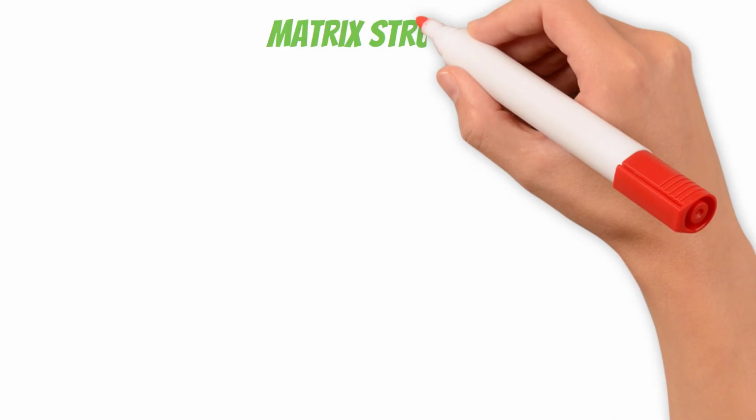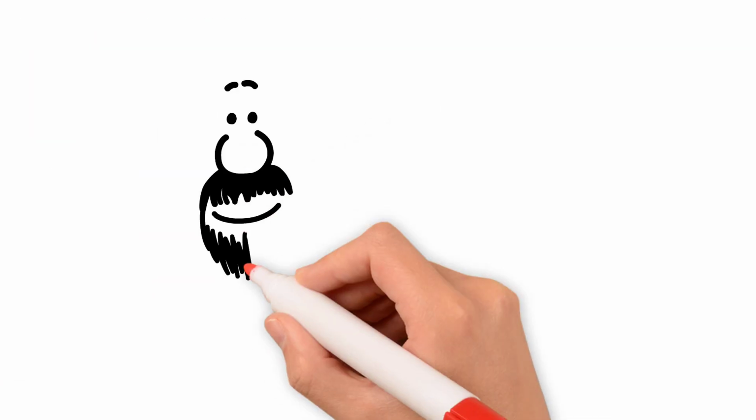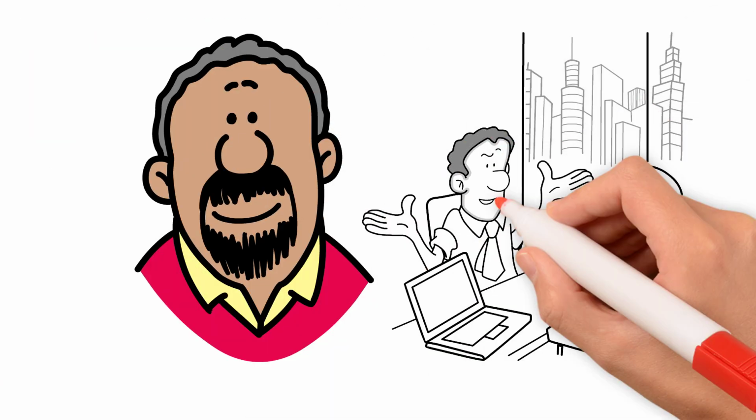Matrix structure, a mix of both. Employees report to two bosses, one for their job and one for a project. Example, a designer might report to the design head and a project manager.